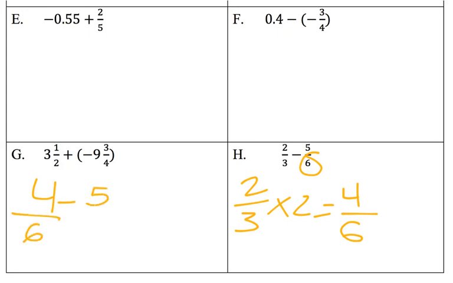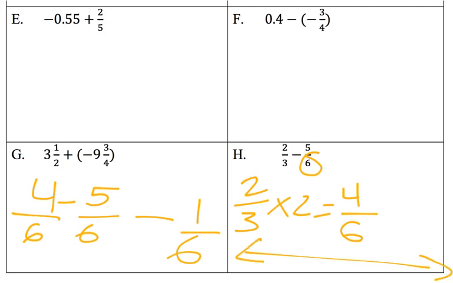4/6 minus 5/6. So honestly, you don't really have to do a number line for this one, because if you do 5 minus 4, it's going to be 1. But since it's the opposite, you just drop that negative. So it's just going to be negative 1/6. But if you want to do it on the number line, you start from 4/6, and you subtract 4/6 to get 0, and then you subtract 1/6 to get negative 1/6.